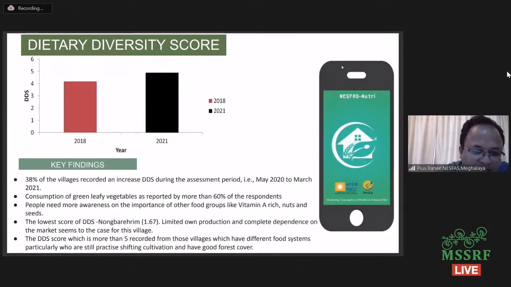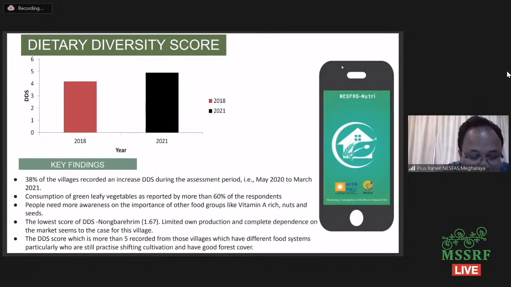For example, the consumption of green leafy vegetables was reported by more than 60% of the respondents, and people are now getting more into local food plants and trying to understand the nutritional value of each species. We also found, through this work in those villages, that the score is lowest in villages where the dependency on the market is very, very high.